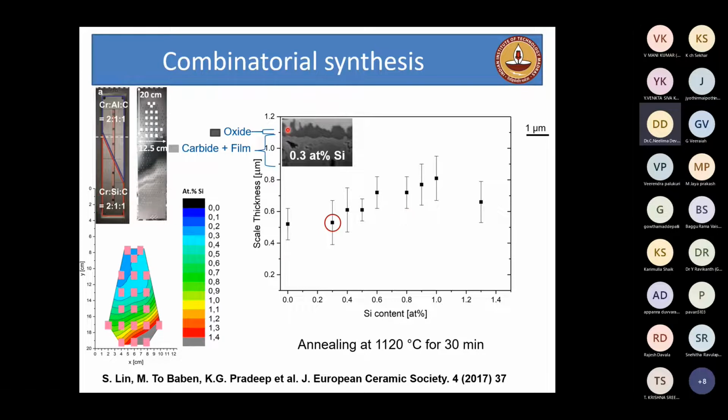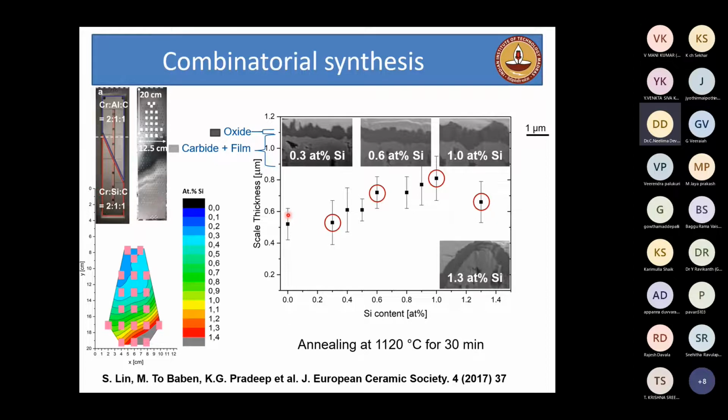That means you can see the microstructure. This is the oxide scale thickness. So at 0.3% silicon, we see the layer thickness is more than what you have when it is a silicon-free alloy. At 0.6% silicon, the layer thickness increases further. It further increases until 1 atomic percent of silicon. And if you increase beyond 1 atomic percent silicon, the layer thickness seems to decrease.